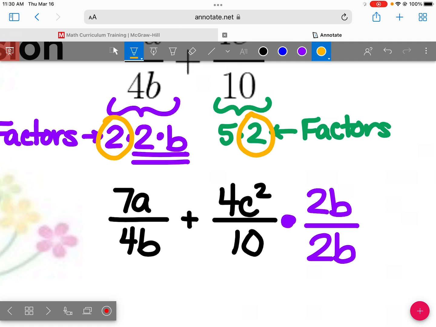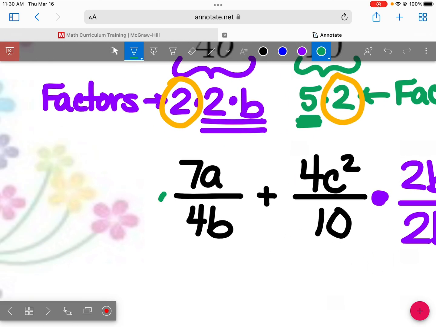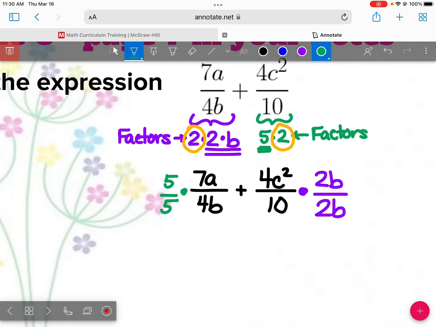I promise there's a method to my madness here. When we start looking at polynomials in the denominator, I want to be able to pick out what they have in common and what they don't. What does the second fraction have that the first one doesn't? 5. So I have to multiply the first fraction, top and bottom, by 5. This fraction already has a 2b in the denominator. This one does not.